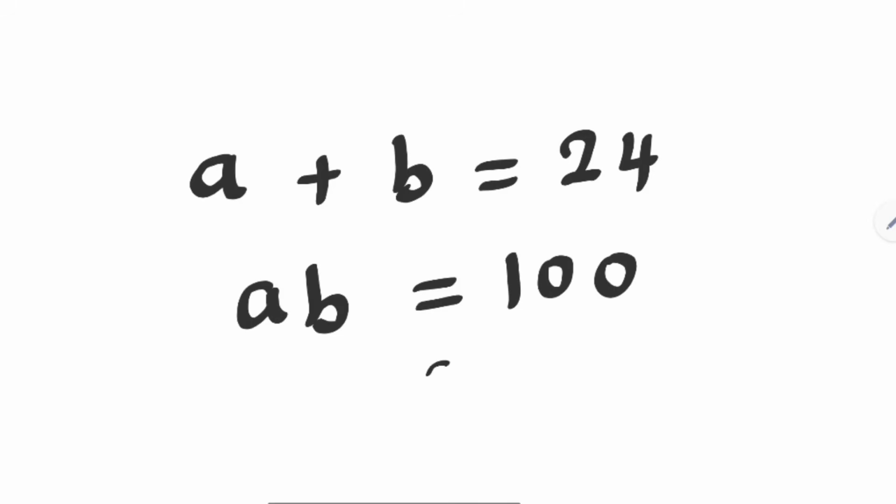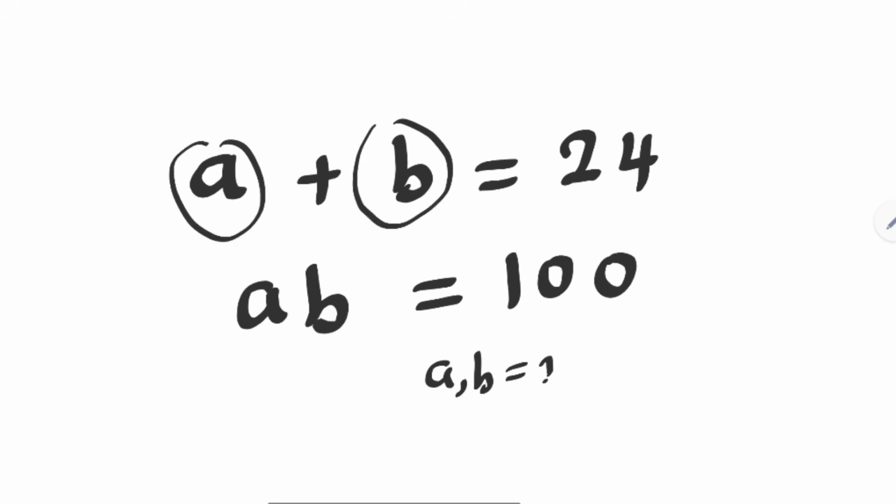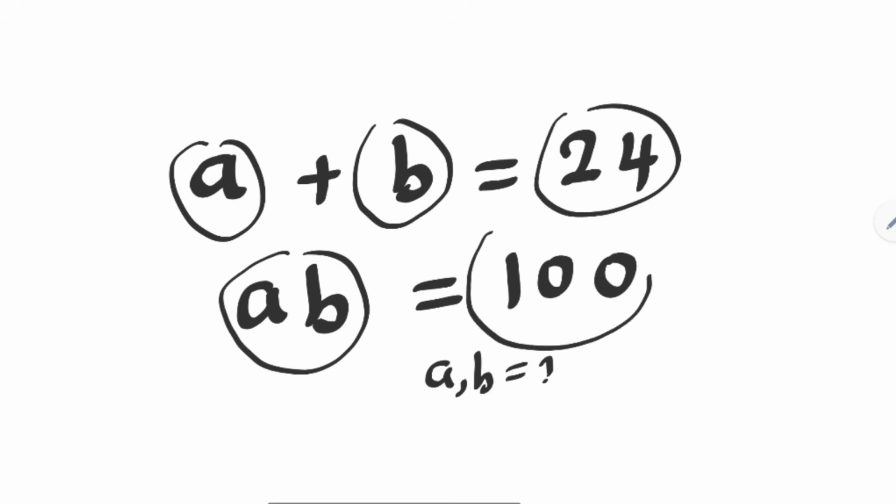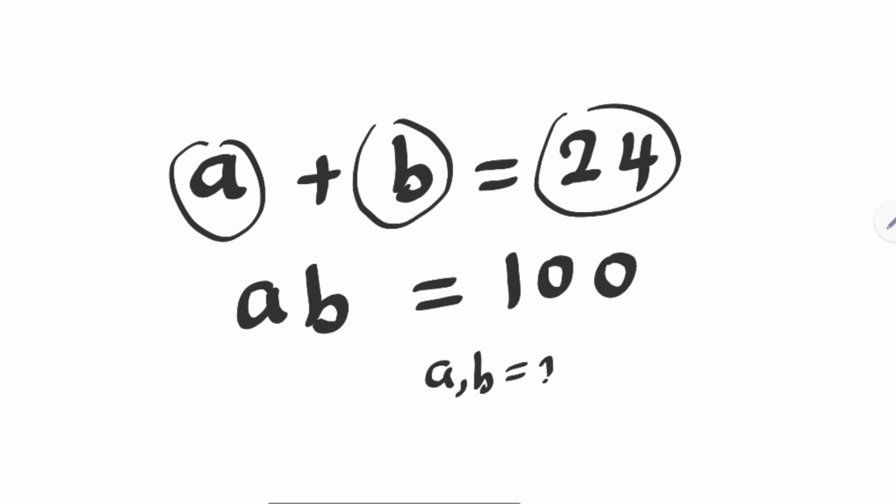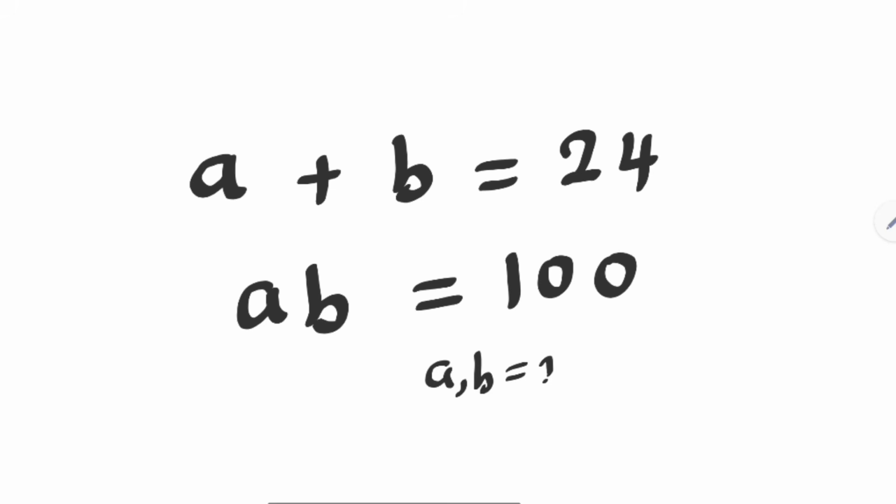Hello, let us solve for A and B. Given A plus B is equal to 24, AB is equal to 100. Solution.